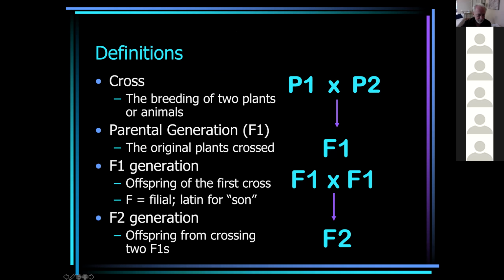First, definitions. We have to know the language before we can discuss. What is a cross? It's the breeding of two individuals, either plants or animals. P1 is crossed with P2. And that is the parental generation, which leads to what's called an F1, the first filial generation. And what is the F2? It's a cross of two F1 individuals. So you take the progeny of the first cross, cross these progeny to each other, and you get an F2. And this is half of Mendel's genius. He actually did this second step, the F2.